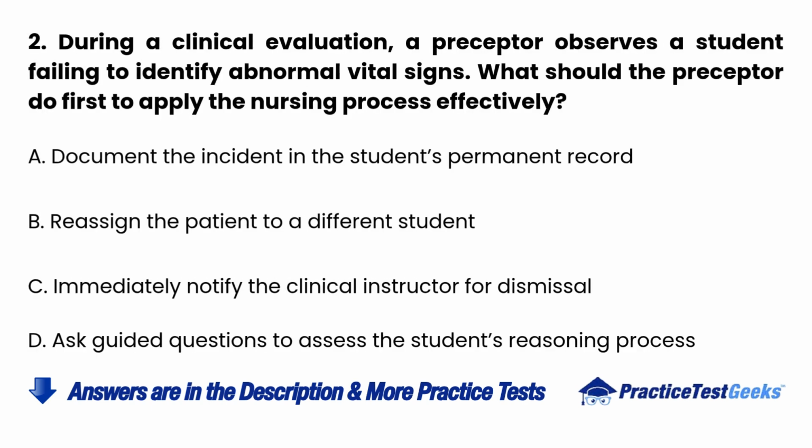2. During a clinical evaluation, a preceptor observes a student failing to identify abnormal vital signs. What should the preceptor do first to apply the nursing process effectively? A. Document the incident in the student's permanent record. B. Reassign the patient to a different student. C. Ask guided questions to assess the student's reasoning process. D. Immediately notify the clinical instructor for dismissal.